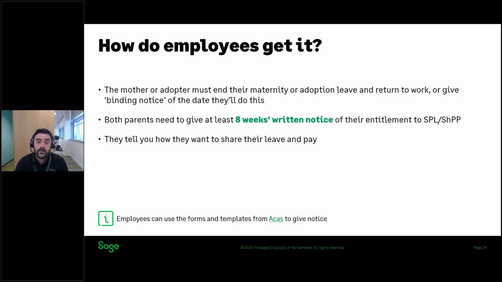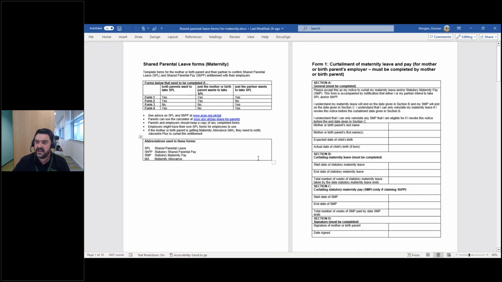They do need to provide 8 weeks written notice to their employer of their entitlement to the shared parental leave and pay, and they must tell you how they intend to share their leave and pay. Now, this notice can be given on a form that they can get from ACAS, or you may have created your own equivalent forms. Just to show you what that form looks like, it's one of the more complicated forms, but I've downloaded a copy, which I'll just bring up on screen here.